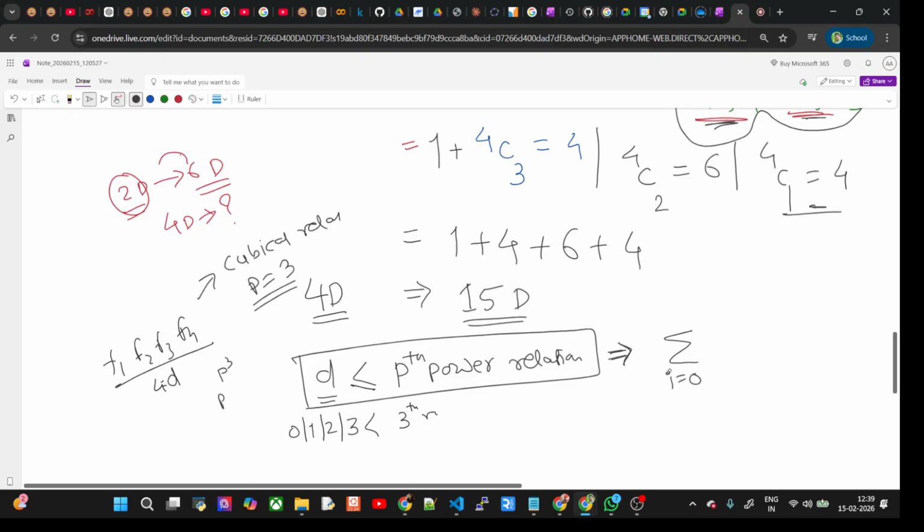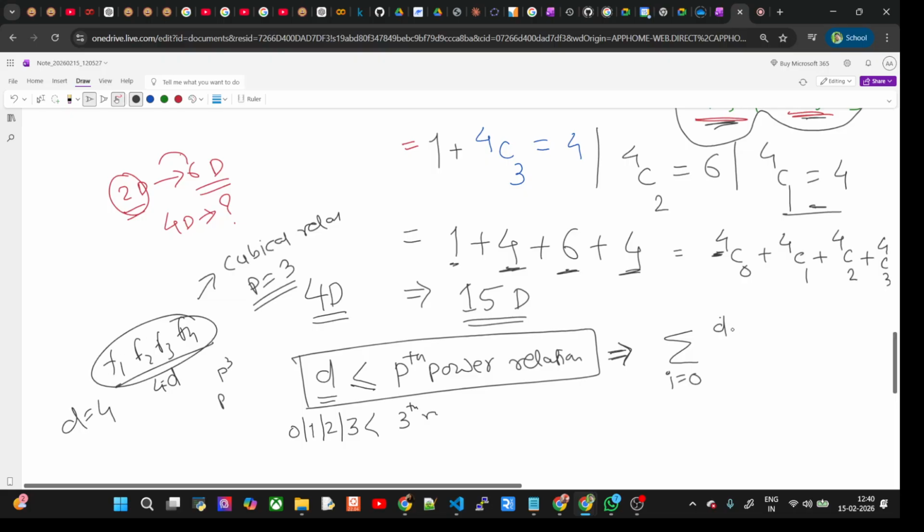So the formula is something like this. Here you have seen how we got 1: it is 4C0. Then 4C1, and then 6: you have 4 features and you choose 2 features. And how did we get 4? You have 4 features and you choose 3 features. So here the 4 is your d features, because d is equal to 4 in this case.